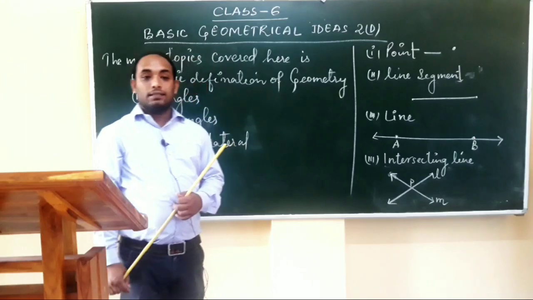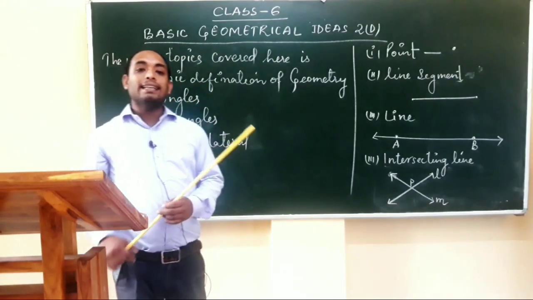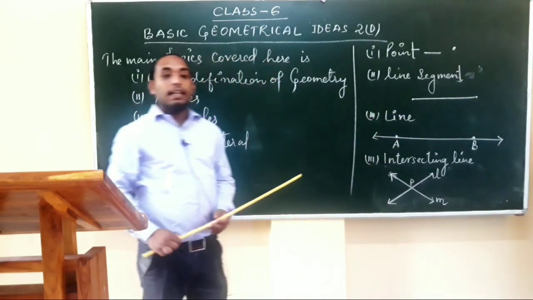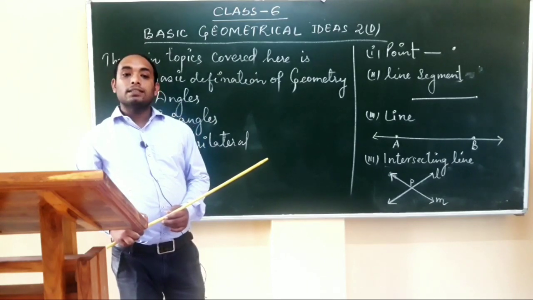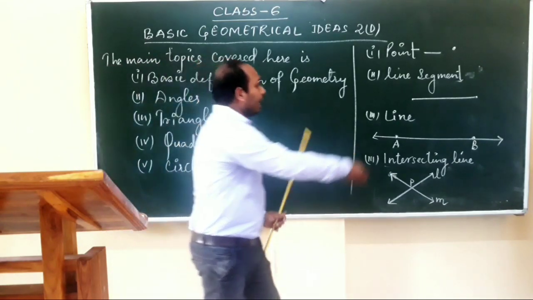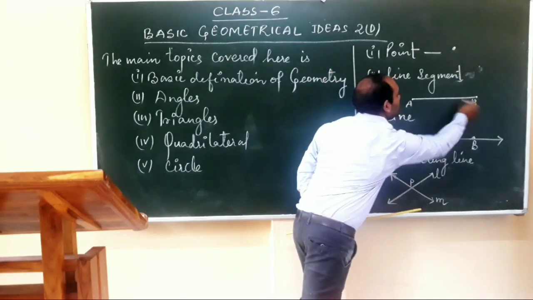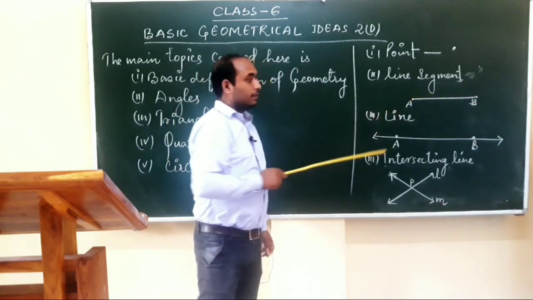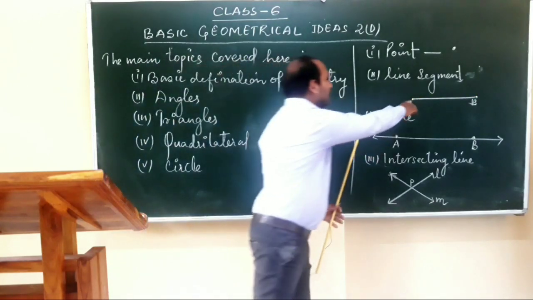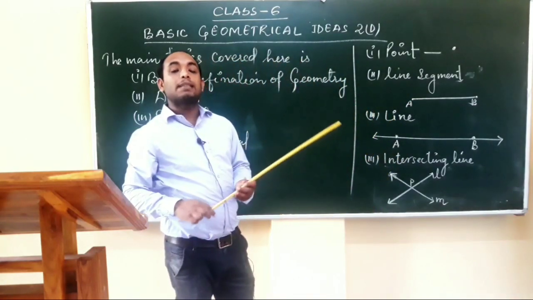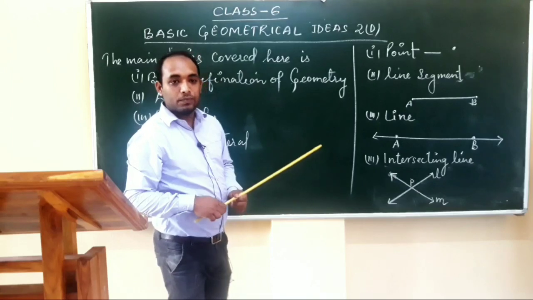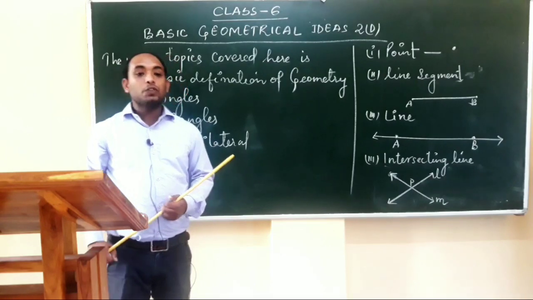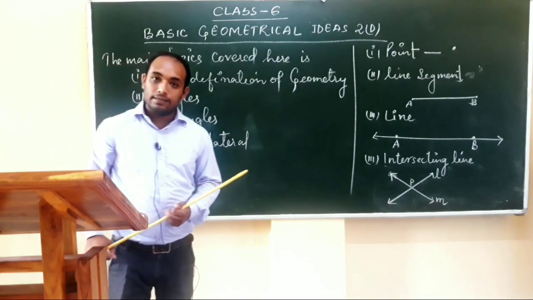Next, we move on to a line segment. What is line segment? Just now, we have learned about points. Here, there are 2 points, denoted by capital letters A and B. Now we are trying to connect these points. After connecting these points, it becomes a line segment. So what is line segment? Line segment is a line that connects 2 points in a short distance.